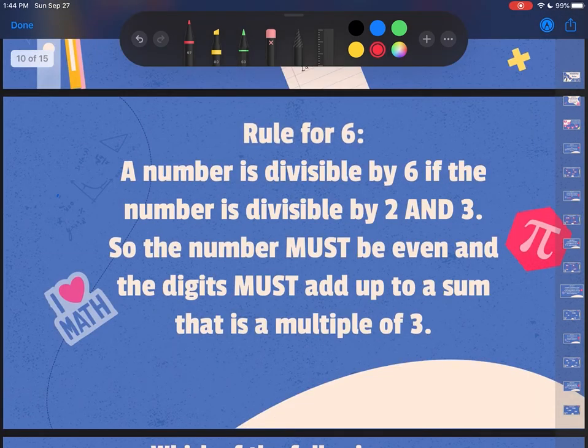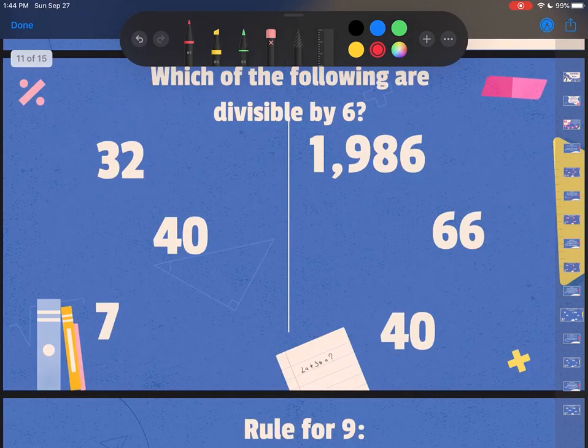All right, let's look at our rule for 6. So a number is divisible by 6 if the number is divisible by 2 and 3. So the number must be even and the digits must add up to be a sum that is a multiple of 3. So for 6, it has to follow the rules for 2 and 3. So not only does it have to be an even number, but I also need to check that my digits add up to be a multiple of 3. So let's see about these problems.